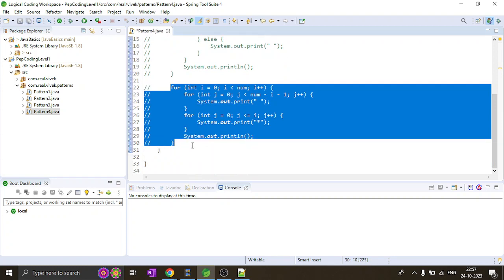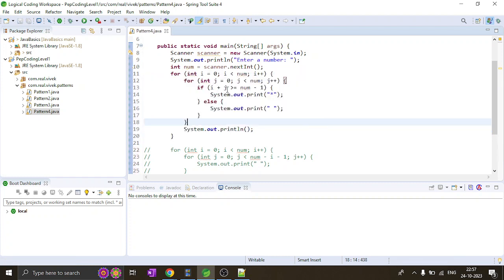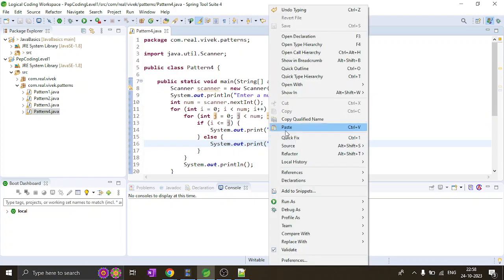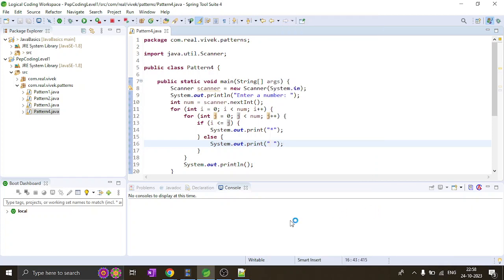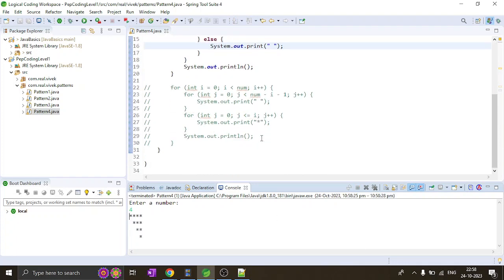We won't follow the condition only approach first, we'll follow the star approach. If I is less than or equal to j, then we print star, otherwise we print space. Let me run this. Yep, and we get the desired output.